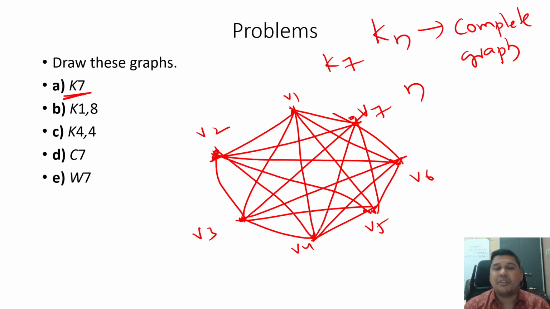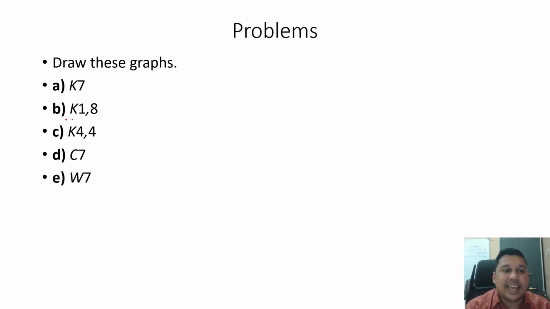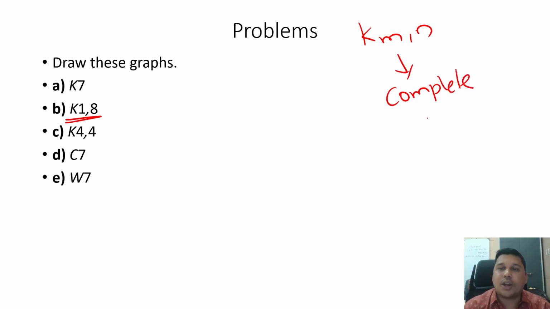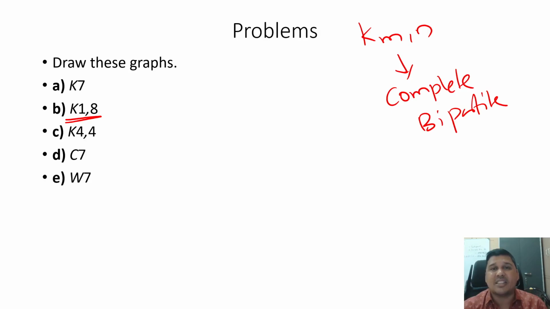What is a complete graph? From each vertex there should be a direct path to all the other vertices. Next, K18. What is this Km,n? This is called a complete bipartite graph. It means I am able to divide the graph into two separate sets of vertices such that from set 1 there is an edge to all the vertices of set 2. So what is K18? I have only one vertex this side and I have 8 vertices here.